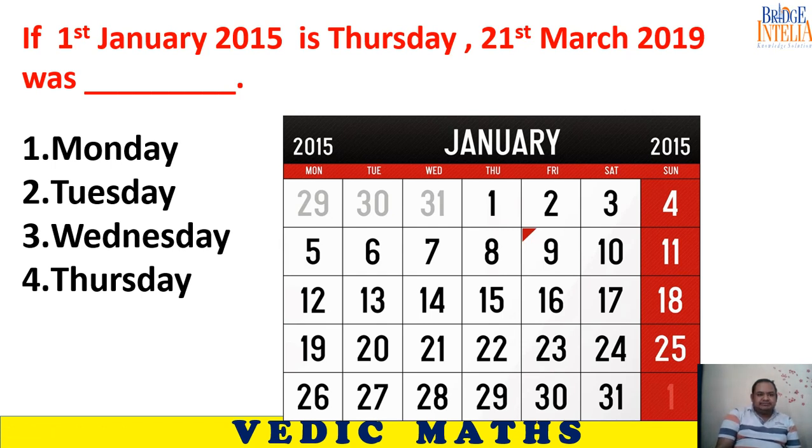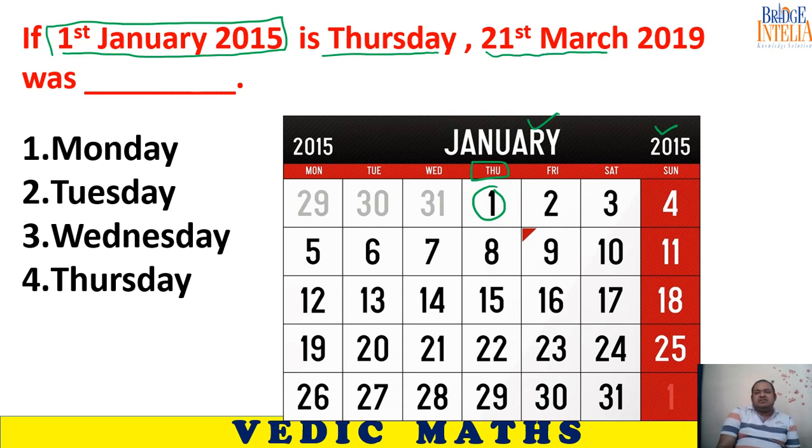So let us see this one. In this question, information is given to us that 1st of January, the year is 2015. So 1st of January 2015 is Thursday. This is the information they are giving us, and on the basis of this information they want us to find out which day of the week it was on 21st March 2019. That means 4 years later. So is it possible for us to count quickly?